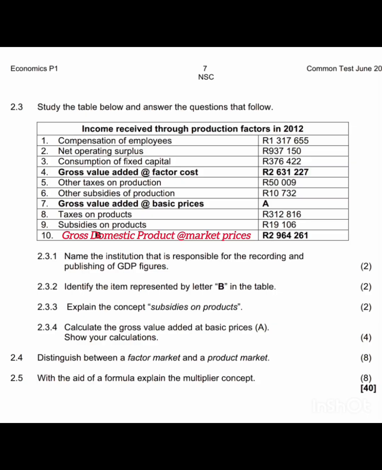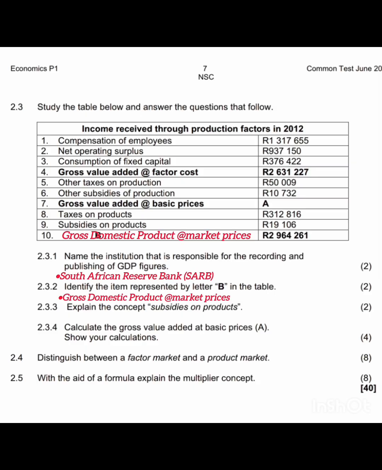2.3.1. Name the institution that is responsible for recording and publishing of GDP figures. So, guys, GDP figures are published and recorded by the SARB, which is the South African Reserve Bank. 2.3.2. Identify the item represented by letter B in the table. As I've said before, this is gross domestic product at market prices. Then 2.3.3. Explain the concept subsidies on products.